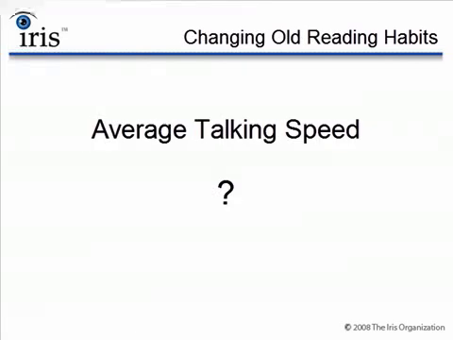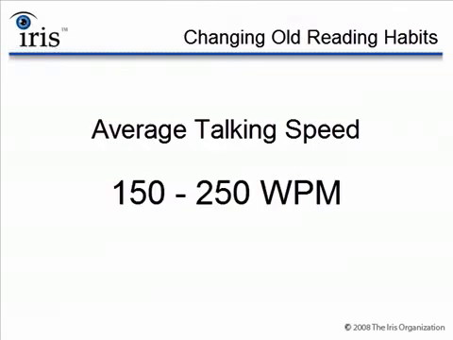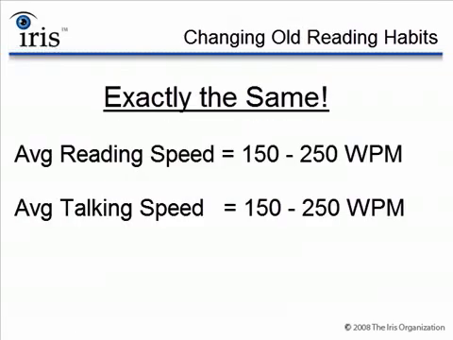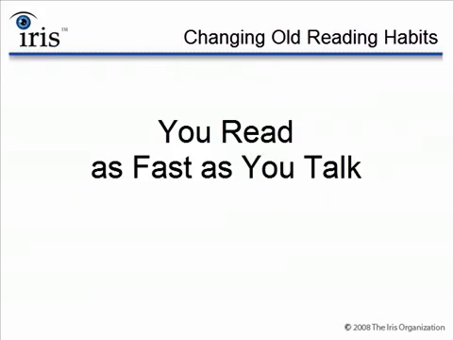Guess what the average talking speed is? The average person talks 150 to 250 words per minute. It's exactly the same as the reading speed. And it's no coincidence. We basically read as fast as we can talk. Now remember a little earlier I told you after the age of 12 most people kind of top out on their reading speed? This is the main reason why.